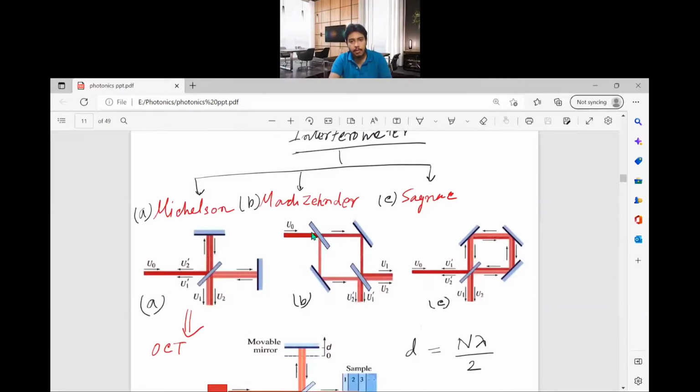This is the Mach-Zehnder interferometer. Again, you have the beam splitter. Two beams will be split in two directions. They will travel two different paths, and again be reflected back and combined here. You will get the output from here.